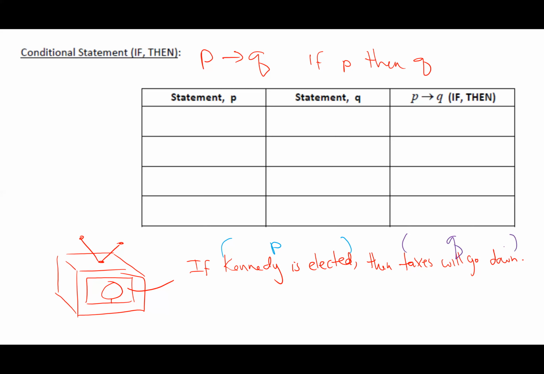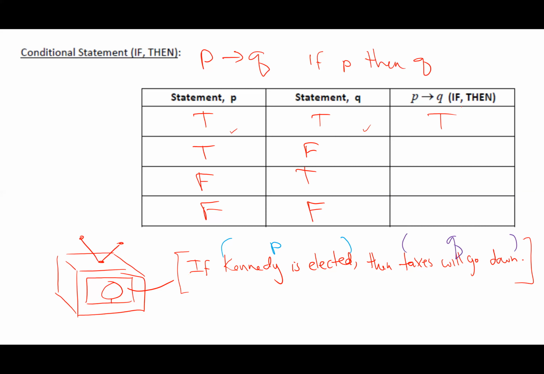All right, let's think about all the possibilities of what could happen here. So P could be true and Q could be true. P is true, Q is false. P is false, Q is true. P is false, Q is false. All right, so if Kennedy is elected and taxes went down, did this guy tell us the truth? Yes, he did not lie to us.